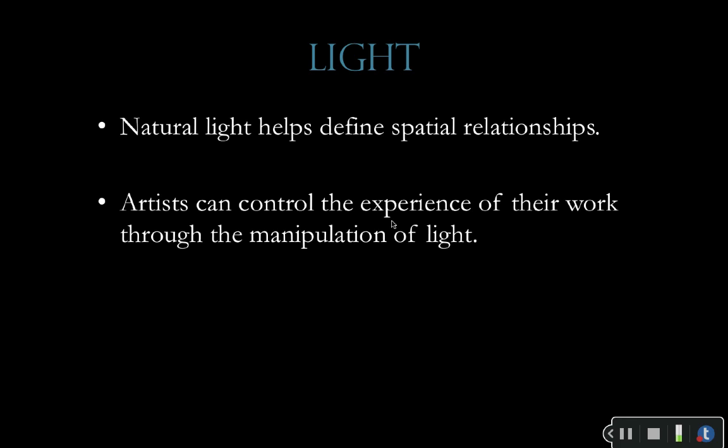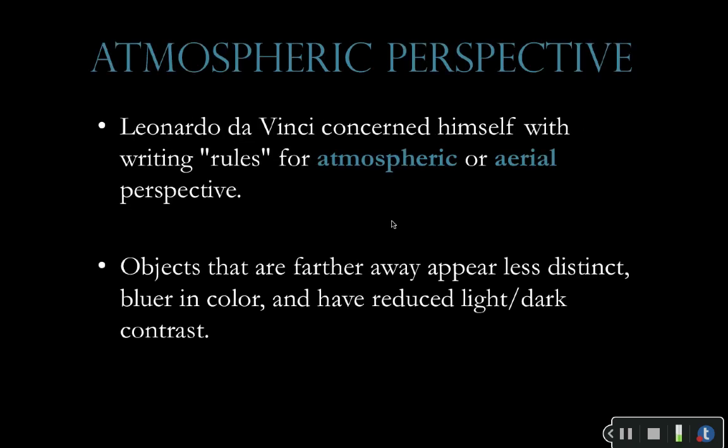So now when we think more about light, we can also think more broadly about natural light and how artists more traditionally have used light in their work. Natural light often helps to define spatial relationships. It often helps us to define what is in the foreground and what is in the background. Artists can control the experience of their work through the manipulation of light.